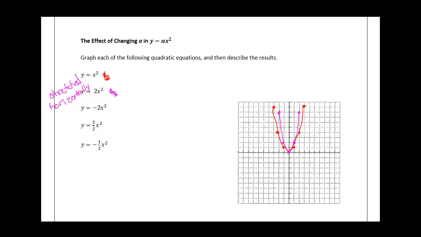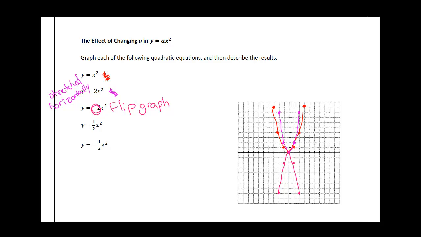While y equals negative 2x squared should look the same, the only difference here is that our negative value is going to flip the graph. Because when we have a negative leading coefficient, it's going to be a sad face. So our graph will be skinnier, stretched totally like our second graph there, except facing downwards. So we get a graph like so.